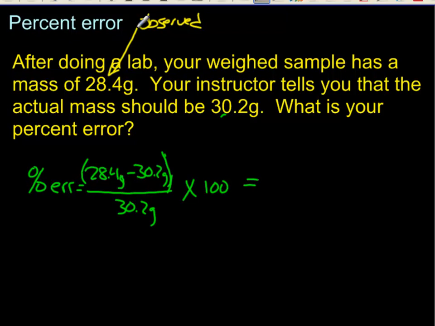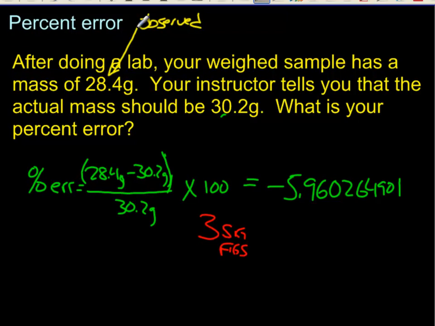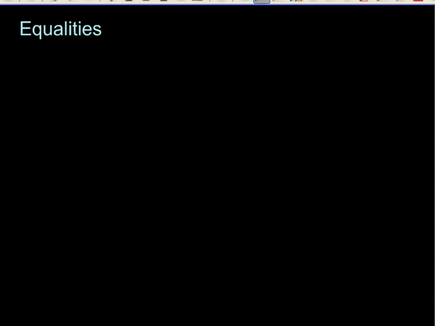Okay, so we're going to punch that into the calculator. As usual, we're going to get a weird, big, giant number that we know isn't right. That's okay. So in this case, we got negative 5.960264901. We know that at this point in the year, we know that how we're going to round those numbers then is to significant figures. Now the good news is both of my givens have three significant figures. 28.4 has 3, 30.2 has 3. So if both my givens have 3, then I know my answer should have 3. So what we're going to do then is we're going to round that to 5.96%. You can have a negative or a positive sign. That negative means that I'm below what the actual value is.